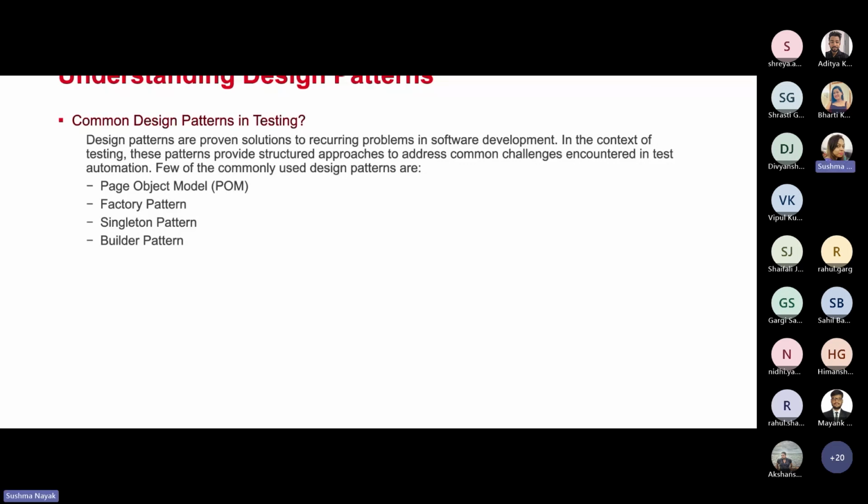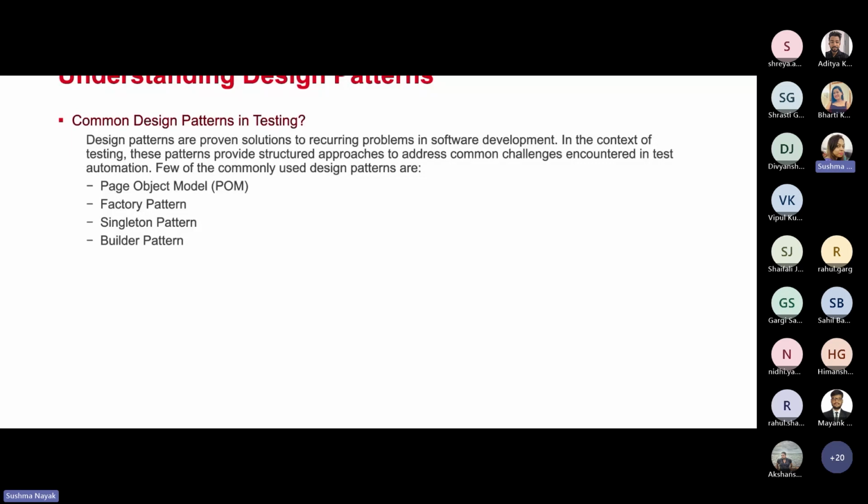Obviously now we are reusing the function, so it is reducing code duplication. We are not writing the same piece of code every time on n number of test cases. And it enhances maintainability by centralizing page specific logic. The use cases: it is very much suitable for UI test automation frameworks like Selenium, where the test interacts with the web elements on different pages.